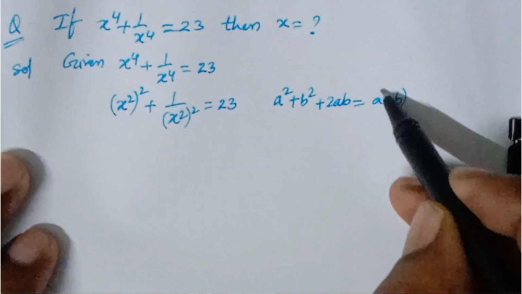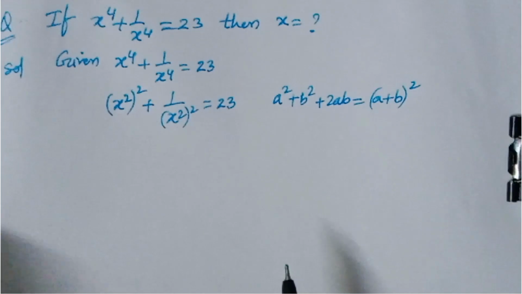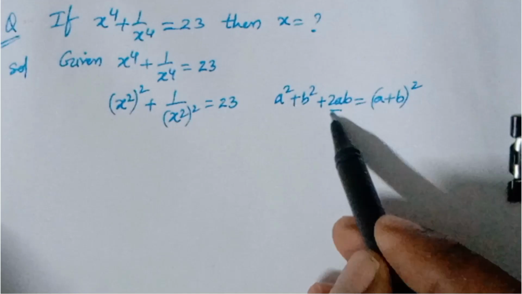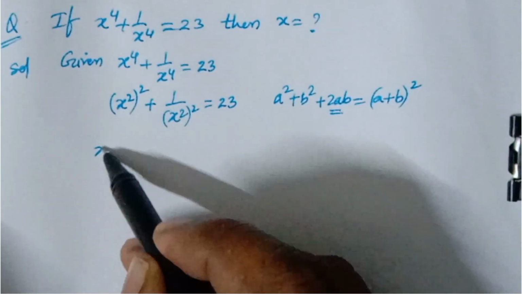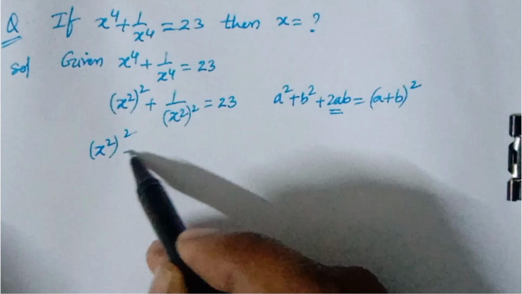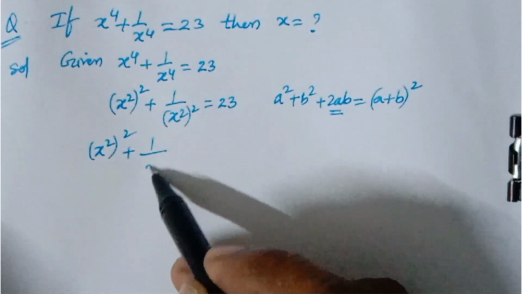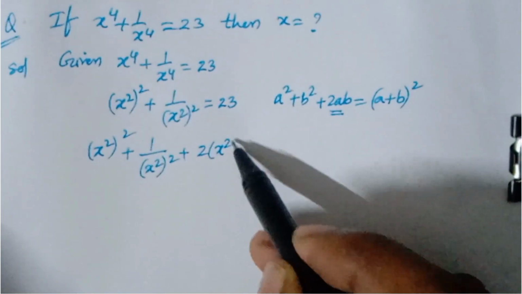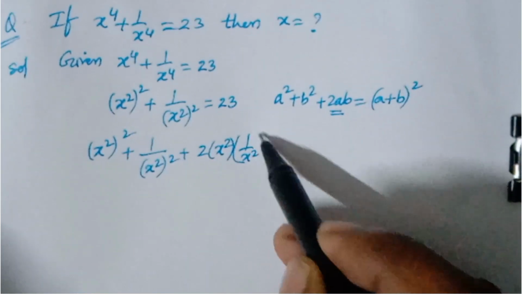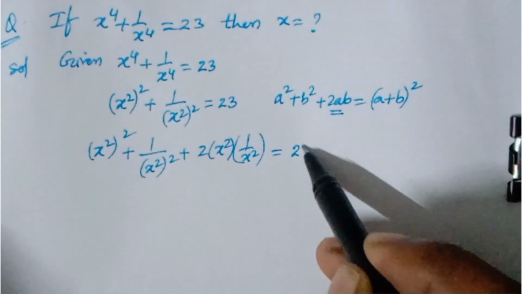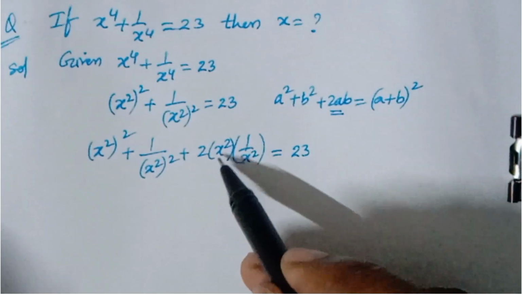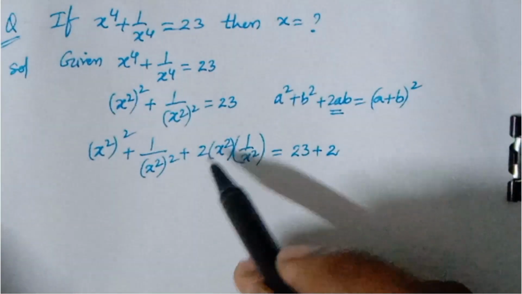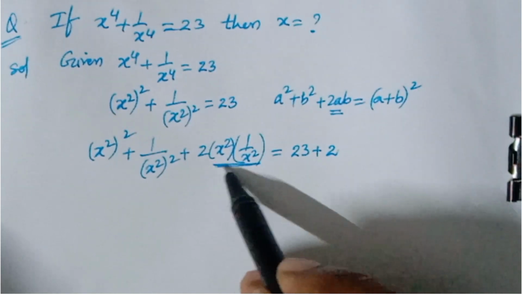a plus b whole square. Now this is the a value, this is the b value. The 2ab term is missing here. So x square whole square plus 1 by x square whole square plus 2 into x square into 1 by x square is equal to 23. Here these two terms get cancelled, so we are adding 2 on both sides.